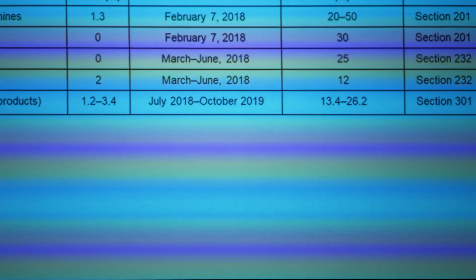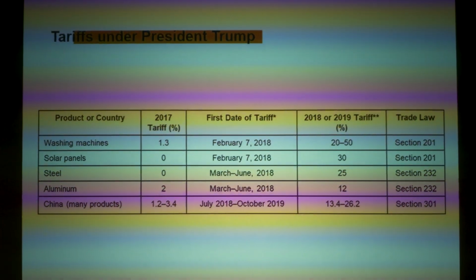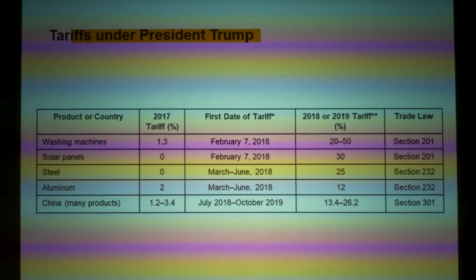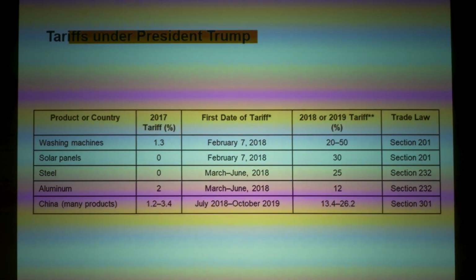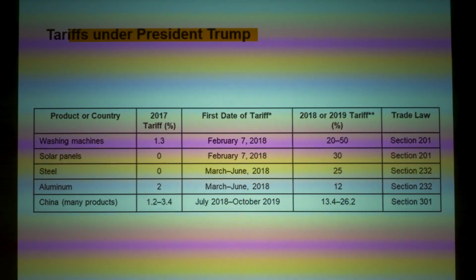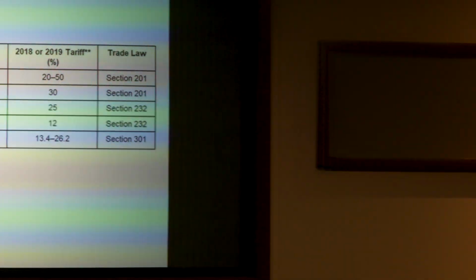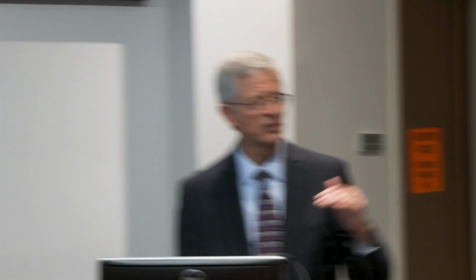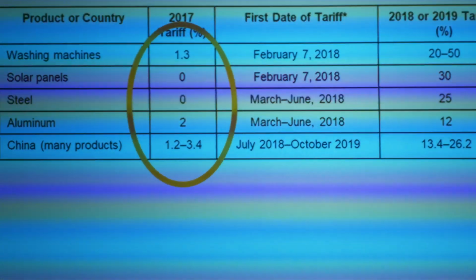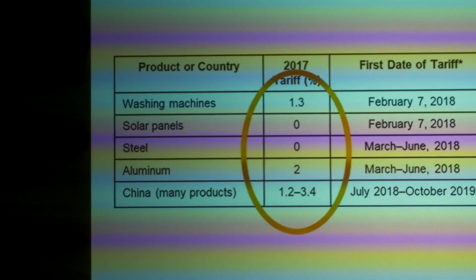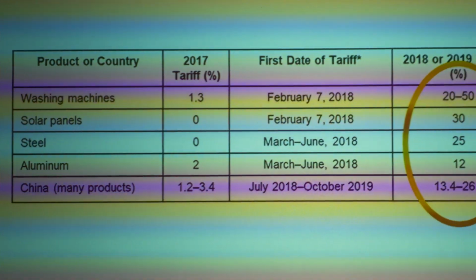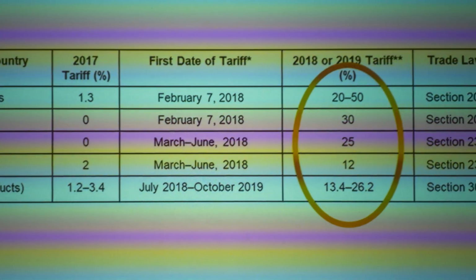Here are some particular products that Trump put tariffs against: washing machines and solar panels, steel and aluminum, that sort of went together, and a lot of tariffs against China. And these are only the big cases. I'll give you some more examples as I go along of smaller products that we import much less of that Trump put tariffs on. Here were the initial tariffs in 2017, just as Trump took office in the first days of 2017, very low. Here's what he raised them to in 2018 or 19.